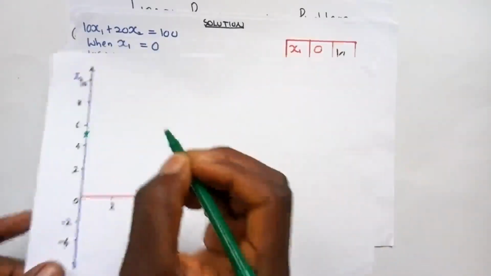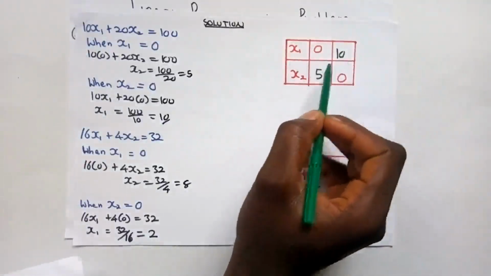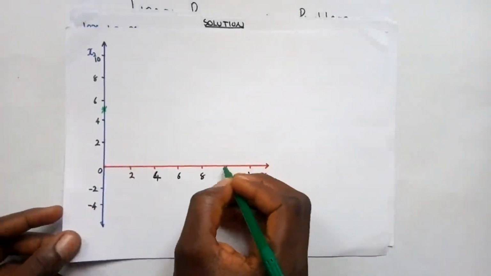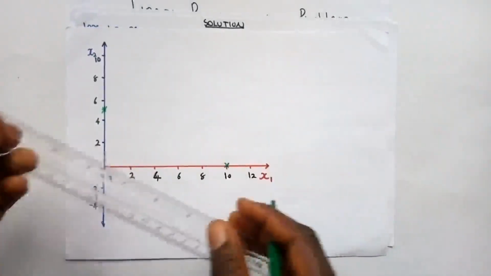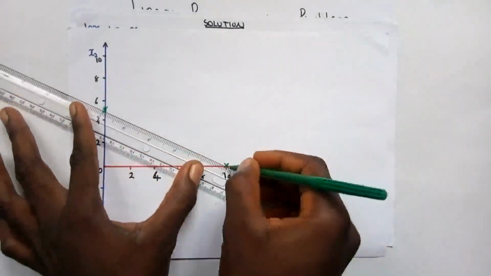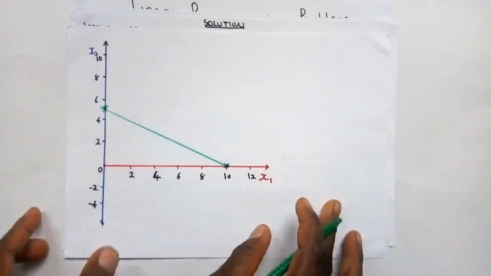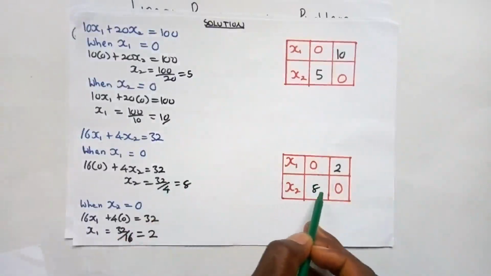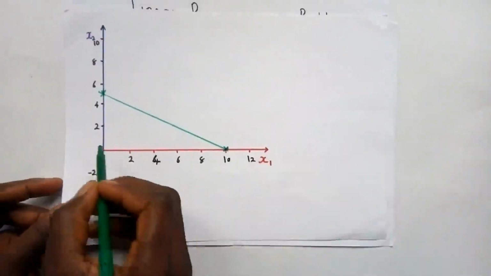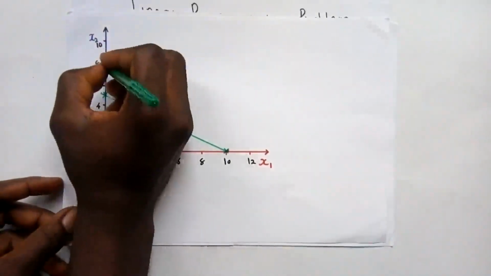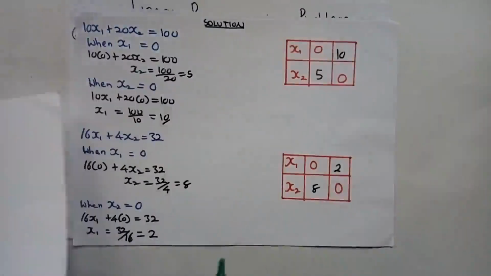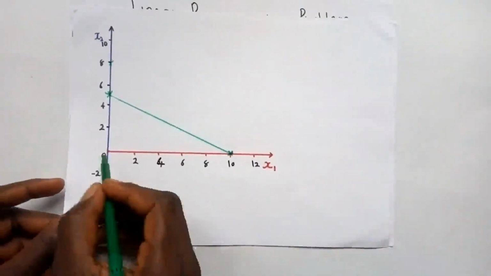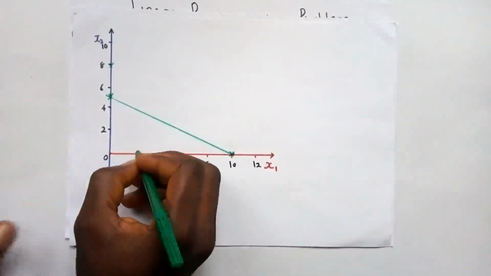Look at the points here. And when S1 is equal to 10, S2 is equal to 0. Look at the points here. From the second constraint, when S1 is equal to 0, S2 is equal to 8. And when S1 is equal to 2, S2 is equal to 0.